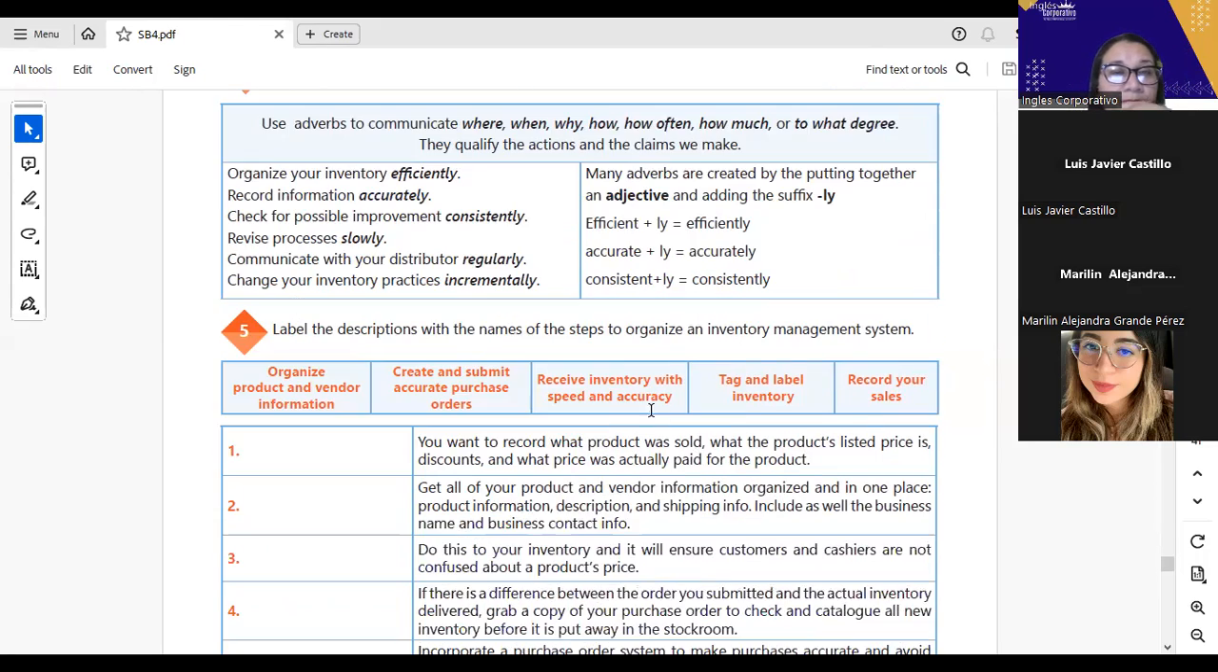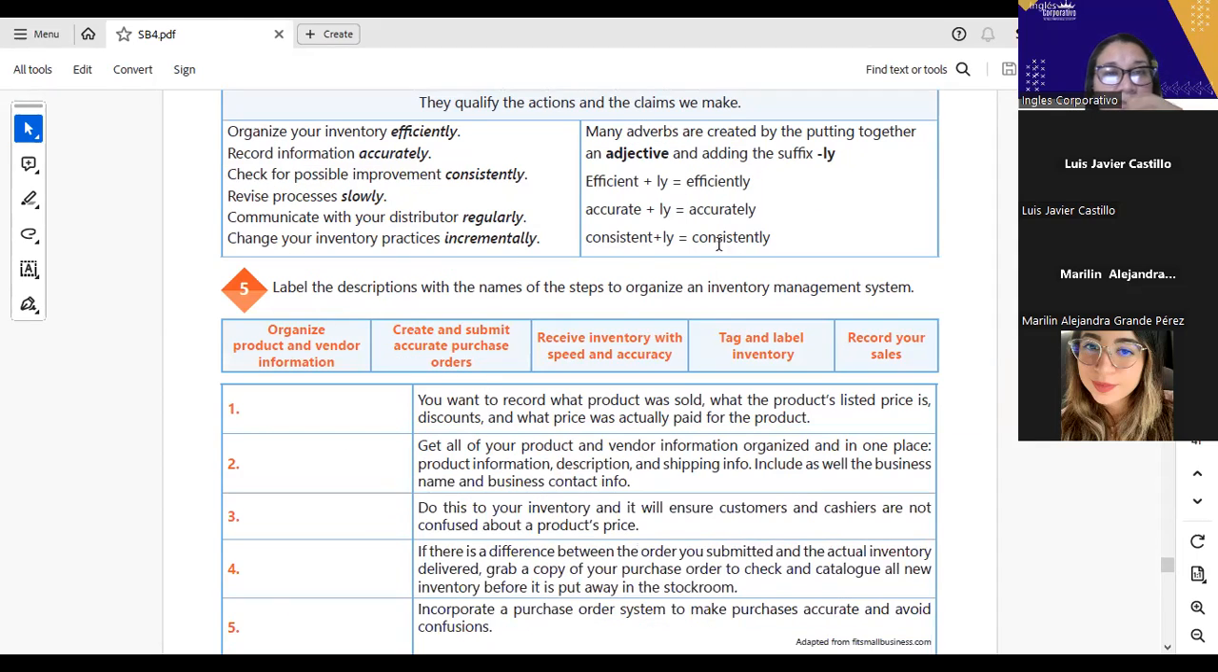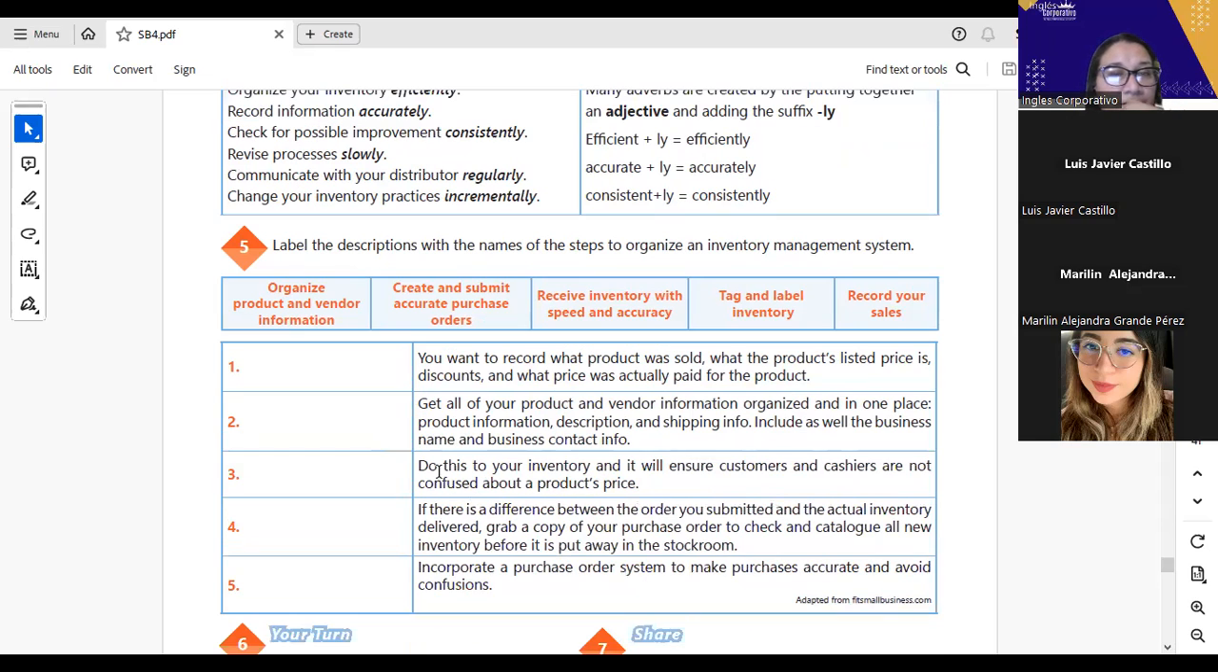All right. Besides that, we still have this exercise. Label the description with the name of the steps to organize an inventory management system. We have 5 steps: organize products and vendor information; create and submit accurate purchase orders; receive inventory with speed and accuracy; tag and label inventory; record your sales.